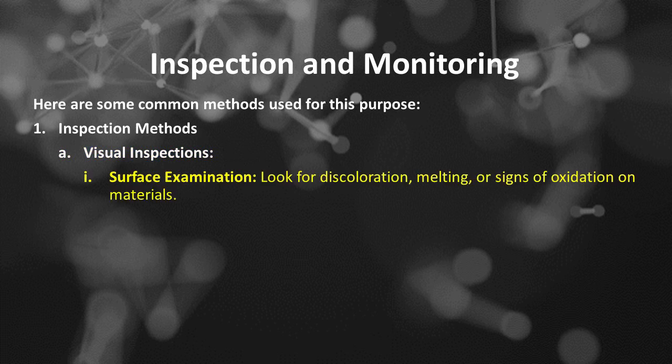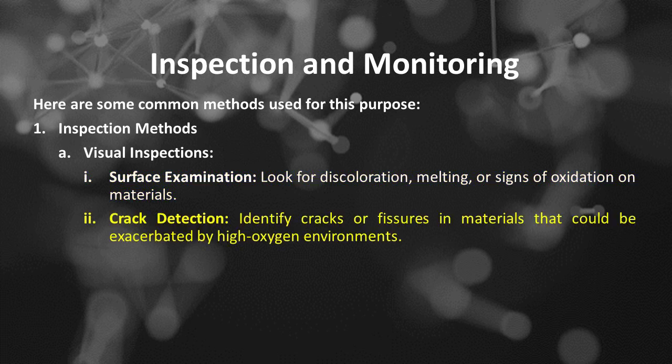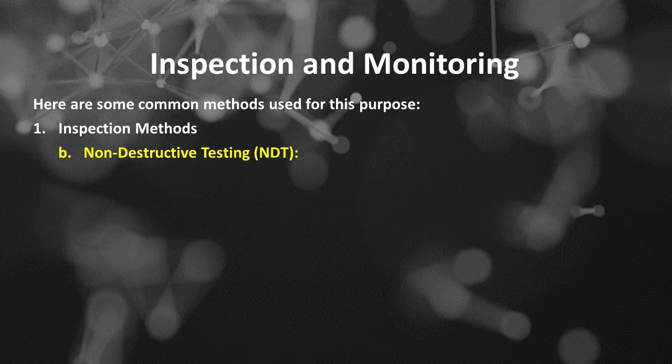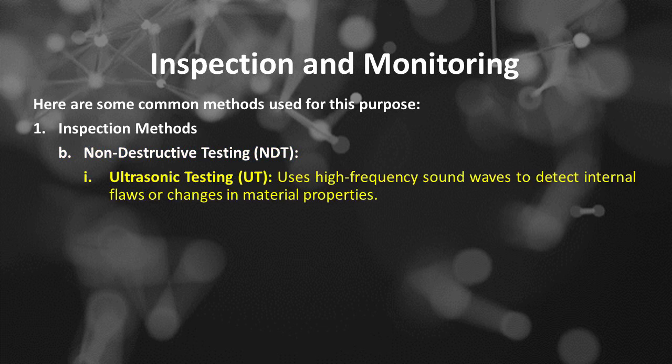The first of visual inspections is surface examination. Look for discoloration, melting, or signs of oxidation on materials. The second of visual inspections is crack detection. Identify cracks or fissures in materials that could be exacerbated by high oxygen environments. Number B, of inspection methods is non-destructive testing, or NDT, includes. The first of non-destructive testing, or NDT, is ultrasonic testing, or UT, uses high-frequency sound waves to detect internal flaws or changes in material properties.